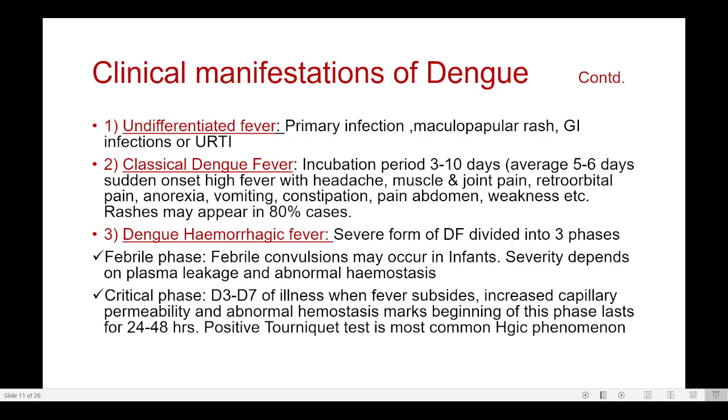And it is manifested with the help of a positive tourniquet test. It is the most common hemorrhagic phenomenon diagnostic. It is done by inflating a blood pressure cuff to the midpoint between systolic and diastolic pressure and keeping it there for 5 minutes. When associated with small petechial hemorrhages in a 1 inch square, if more than 10, it is said to be positive. And in the critical phase of dengue hemorrhagic fever, it is usually 20 or more.